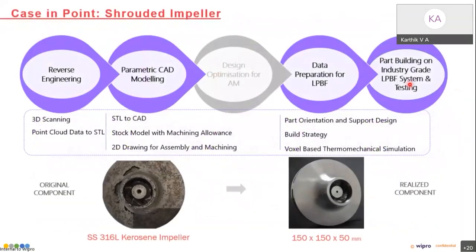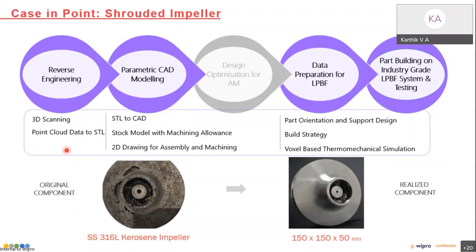So this is an example. This is a shroud impeller used in oil and gas applications. This is the legacy component we got, and reverse engineering and 3D scanning were carried out to get a brief description of the CAD model which you are going to generate.